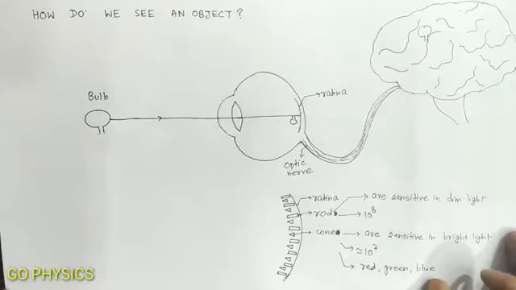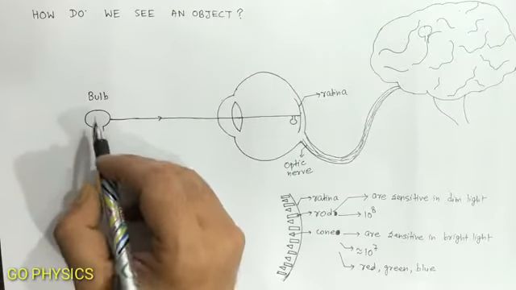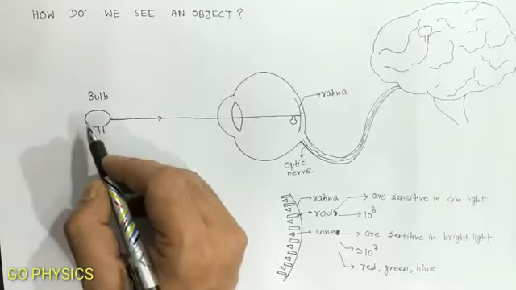Now let us discuss how we see different colors. Let us suppose the color of this bulb is red.